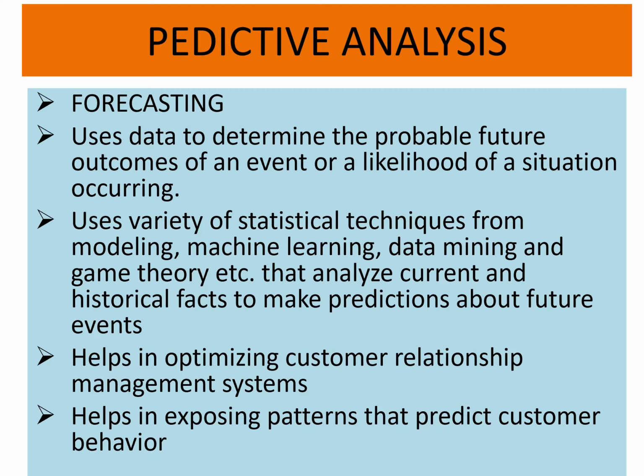In descriptive, we were taking the historic data and analyzing why it failed. Here in predictive, we will take the historic data, analyze it, see why we failed, and how we can improve in future also. This helps in optimizing customer relationship management also. This is one example. It helps in exposing patterns that predict customer behavior.